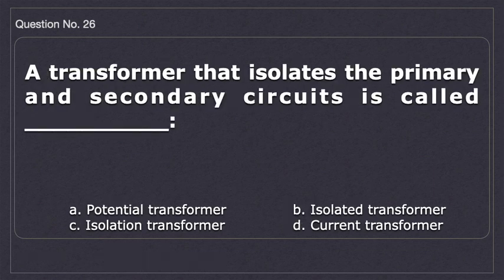Question number 26. A transformer that isolates the primary and secondary circuits is called blank. A. Potential transformer. B. Isolated transformer. C. Isolation transformer. D. Current transformer. Answer, C. Isolation transformer.